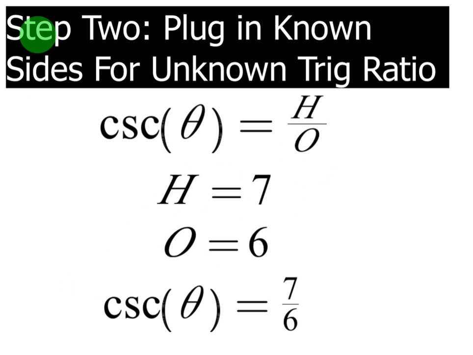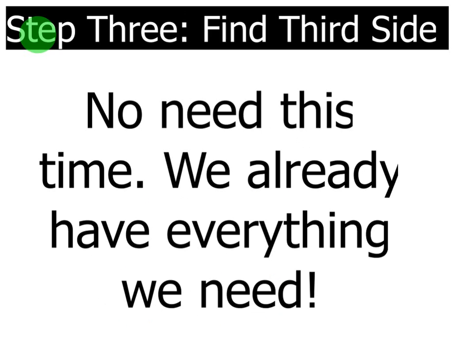Now, we know that the definition of cosecant is hypotenuse over opposite, the reciprocal of sine. So actually, we don't need to solve anything here because we're already given h and o. We just have to flip sine, so therefore cosecant must be 7 over 6. So for this example, no need to find the third side. We already have everything we need.